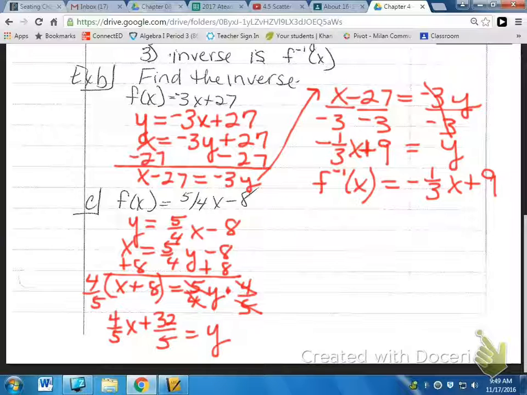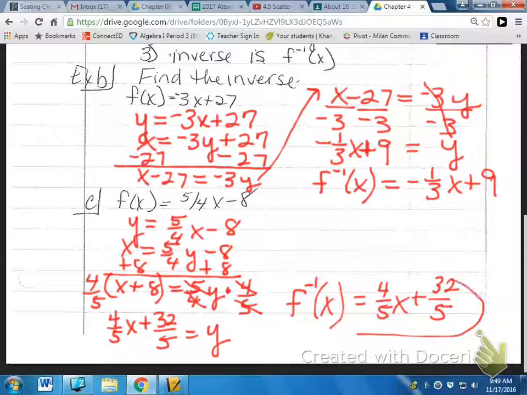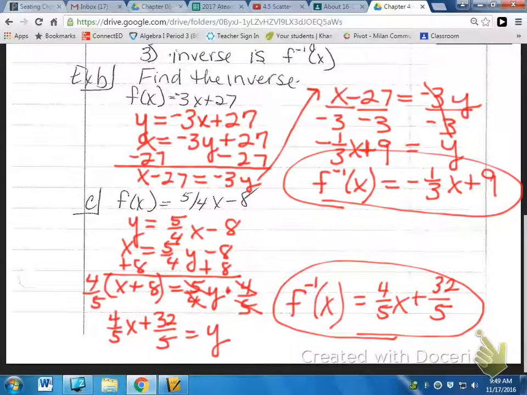I need to write it in function notation, and since it's the inverse, I'm going to put f of negative 1 of x equals 4/5 x plus 32/5. So basically you're going to be solving equations in reverse from what is there and writing it with the inverse function notation.